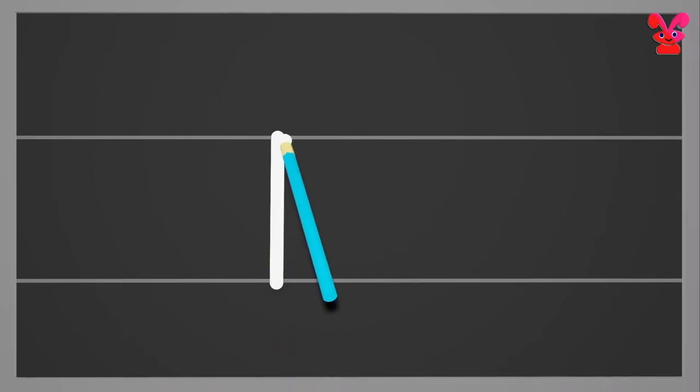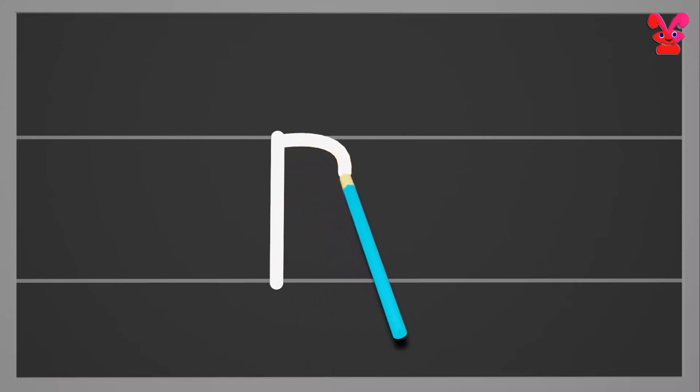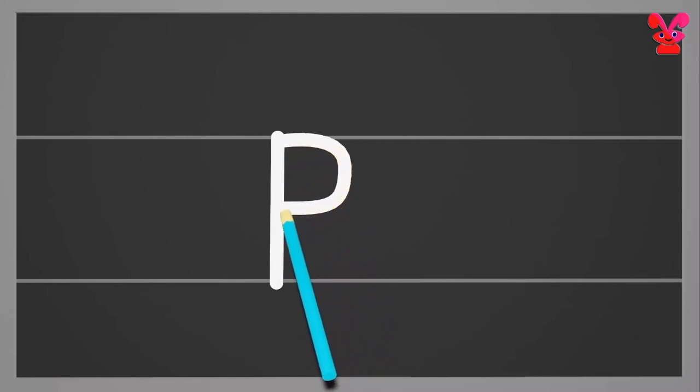Small p. Start from the middle and move down below the line. Then go to the middle and make a half circle to meet the line at the bottom. Small p.